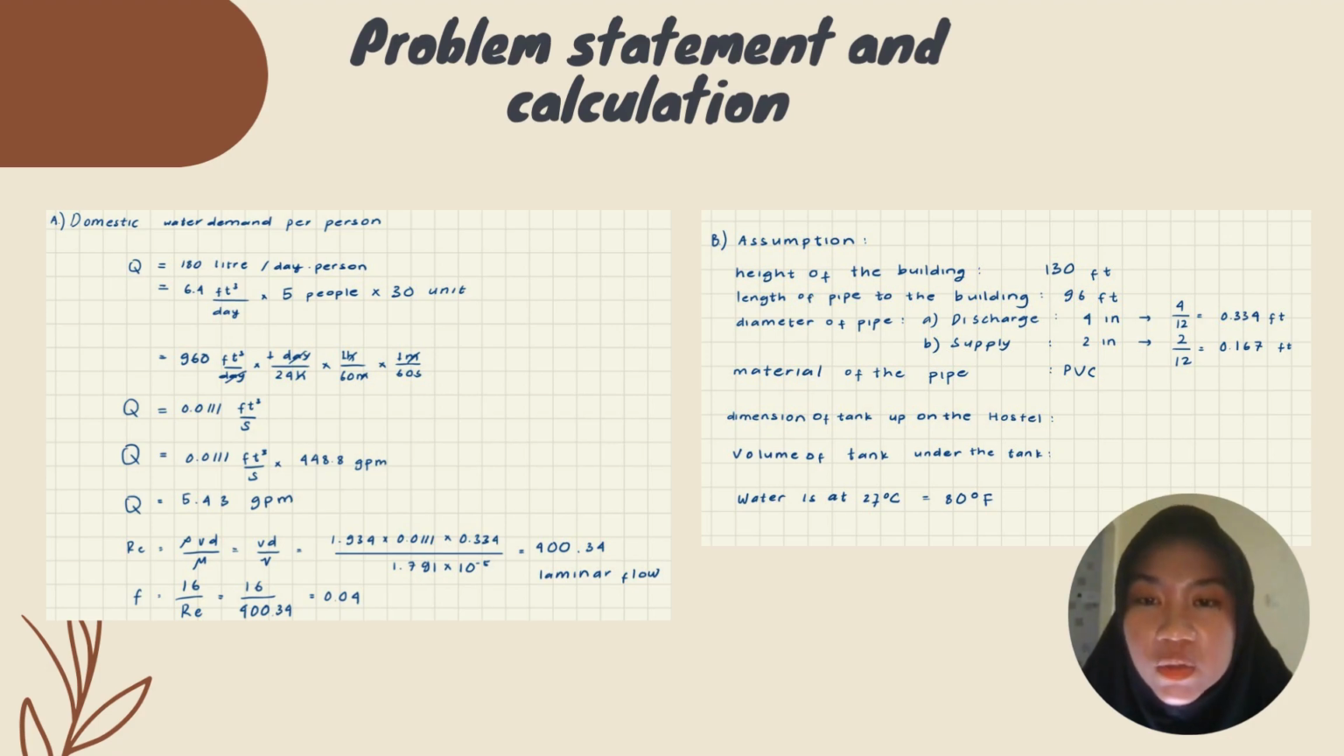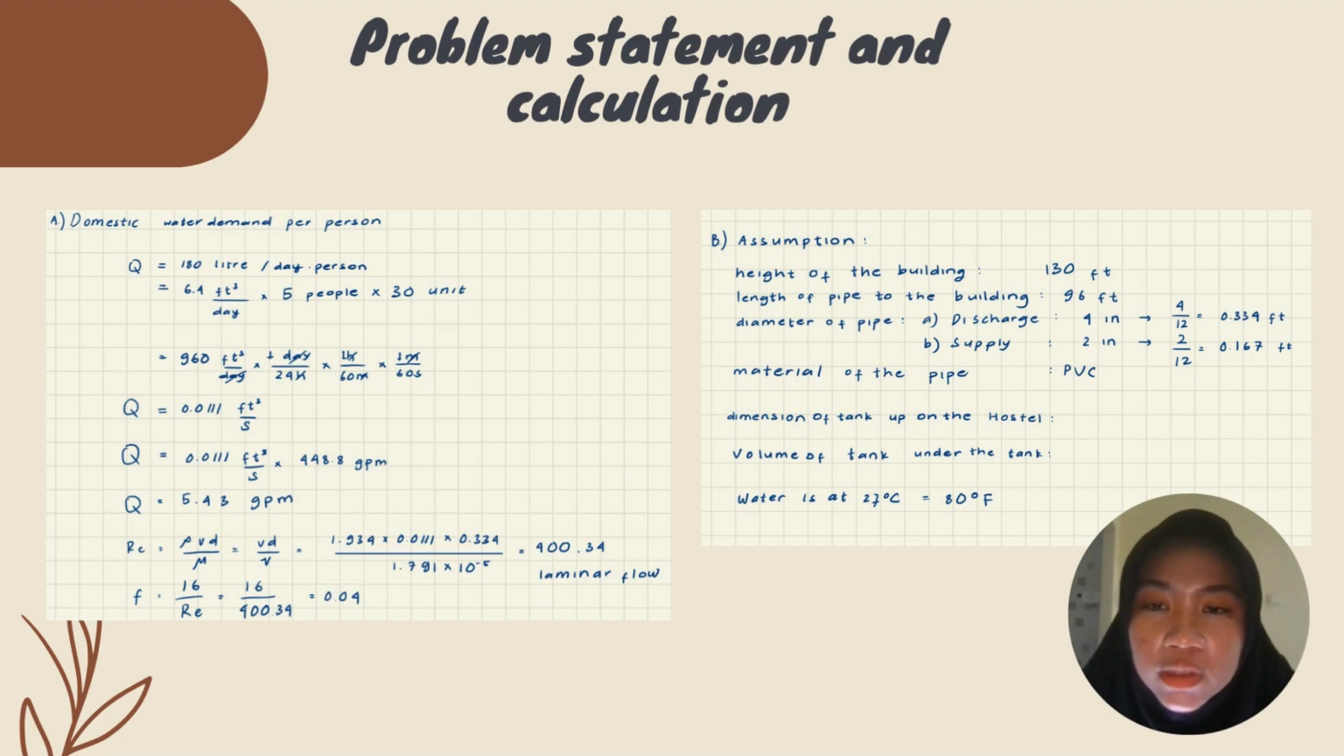So here are the domestic water demand per person. So the Q is based on the government data. One person requires 180 liter per day per person, which is equivalent to 6.4 feet cube per day, times 5 people times 30 units. It's equivalent to 960 feet cube per day, or equivalent to 0.011 feet cube per second. And if converted into gallon per minute, it's equivalent to 5.43 gallon per minute.